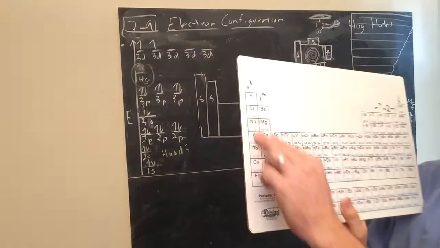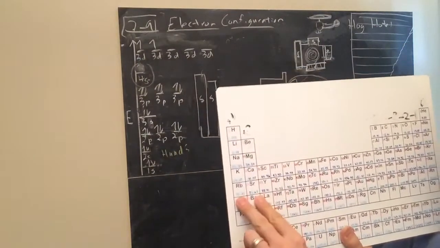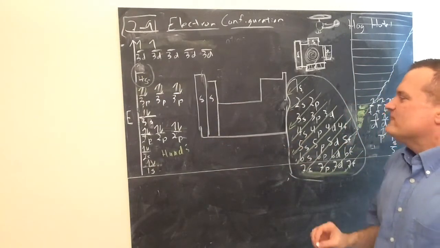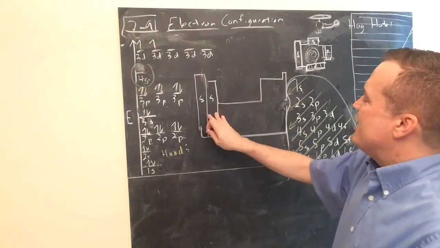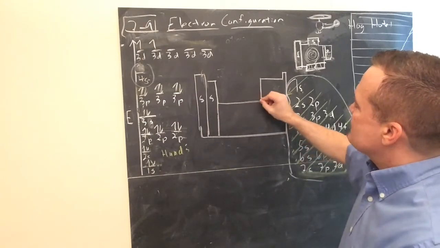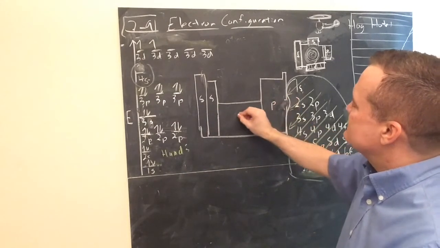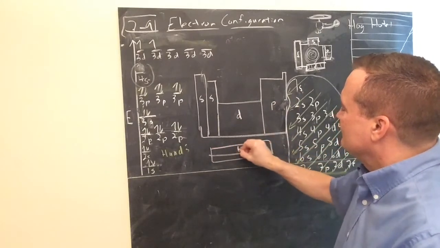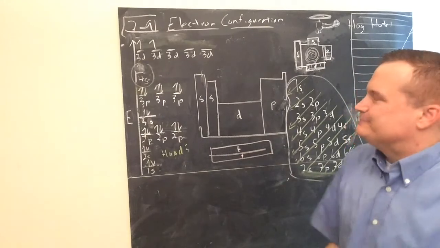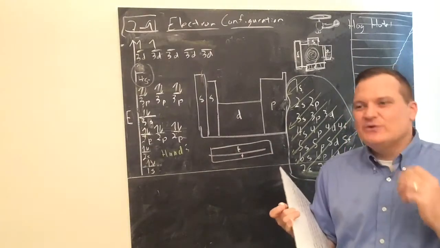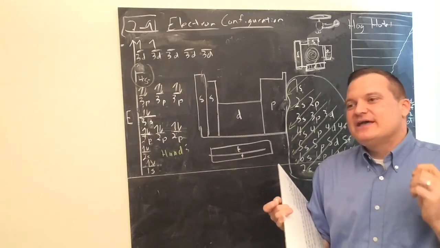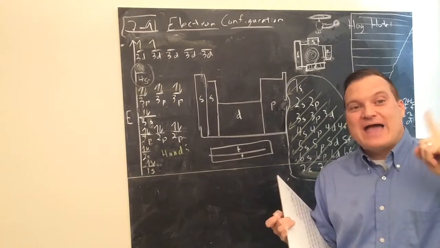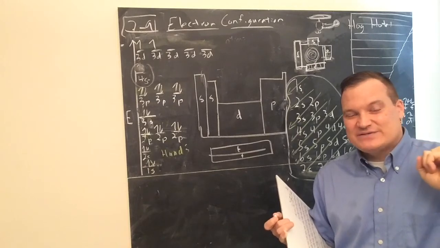Well, these first two are called the S blocks. S blocks. All right, let me talk about what that means for a minute. These are the S, and on this side are called the P blocks. These are the D blocks, and these are the F blocks down below. Now, what in the world does that mean? Well, a block location for an element tells you the highest room in the Hog Hotel that has an electron in it. It always tells you that.